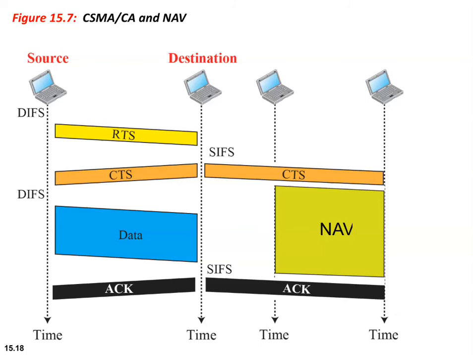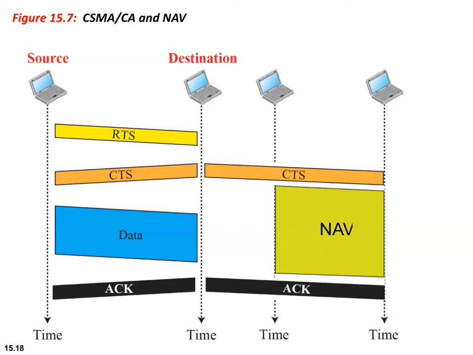Next is the hidden station problem. Even this we have seen. Because of using RTS and CTS, even the hidden station problem can be solved. That is, when the CTS is sent from B to A and also to the other nearby stations, it gives the indication that the other stations should refrain from sending. So the hidden station problem will also be solved.